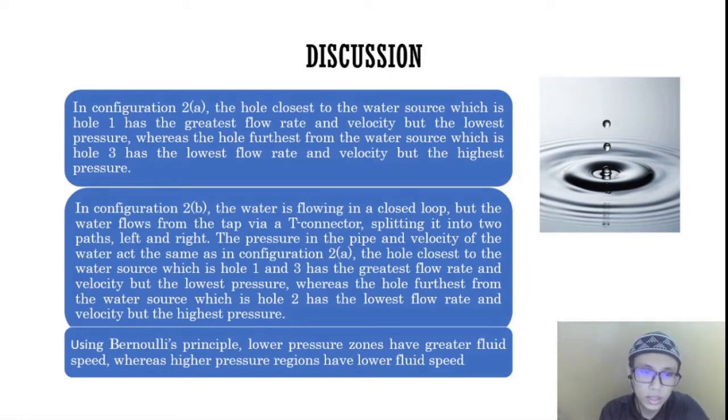In configuration 2B, the water is flowing in a closed loop, but the water flows from the tap via a T connector, splitting it into two paths, left and right. The pressure in the pipe and velocity of the water act the same as in configuration 2A. The holes closest to the water source, which are holes 1 and 3, have the greatest flow rate and velocity but the lowest pressure, whereas the hole furthest from the water source, which is hole 2, has the lowest flow rate and velocity but the highest pressure. By using Bernoulli's principle, lower pressure zones have greater fluid speed, whereas higher pressure regions have lower fluid speed.